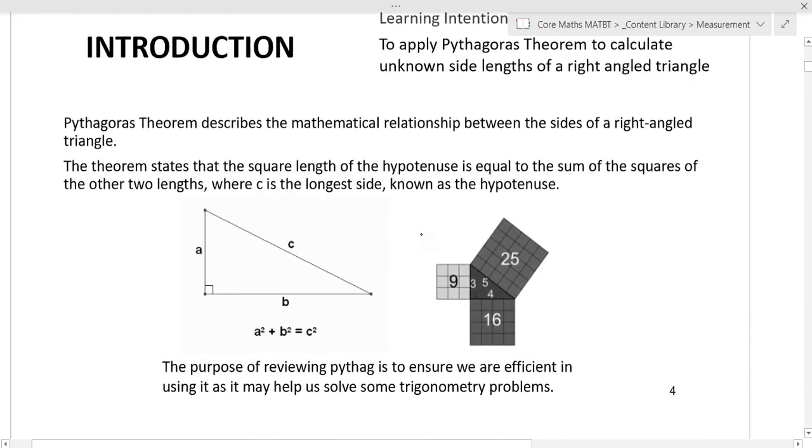So let's go to page 4. The theorem of Pythag is a mathematical relationship between the sides. Okay, sides of any right angle triangle. So it has to be the sides of a right angle triangle.